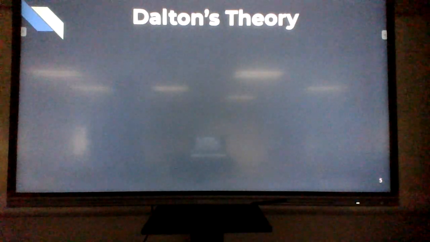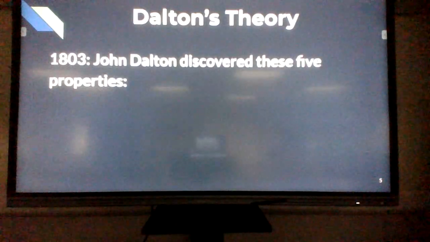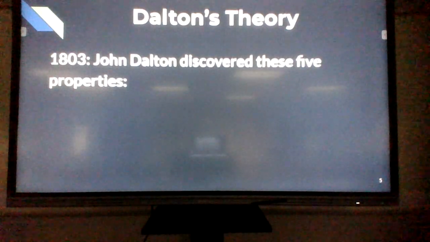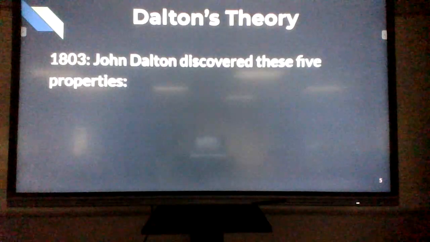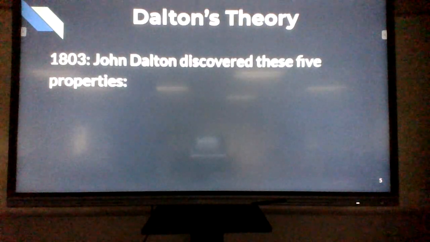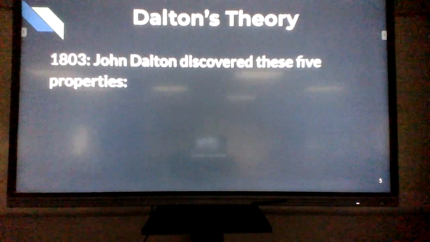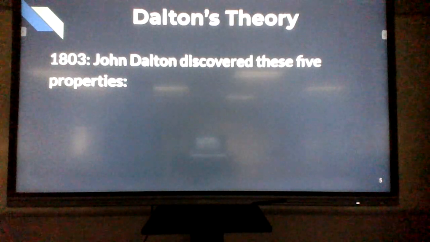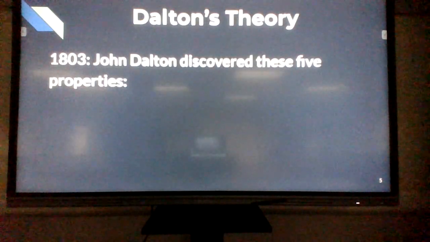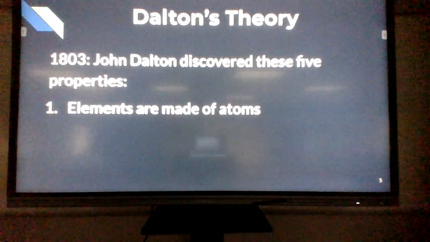A scientist named John Dalton theorized 5 properties. Now, 4 of these 5 items that you'll see we still believe to be true. 1 of them has been found to be false. 3 on this page, the other 2 on the next page. So in approximately, or actually in 1803, John Dalton discovered these 5 properties.